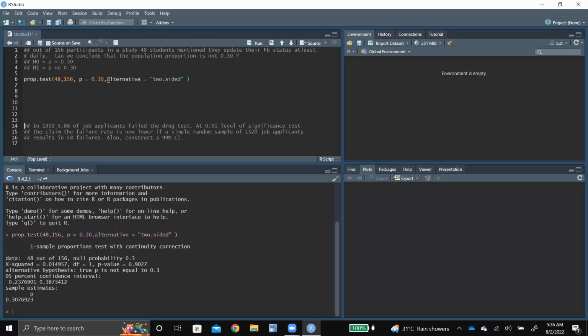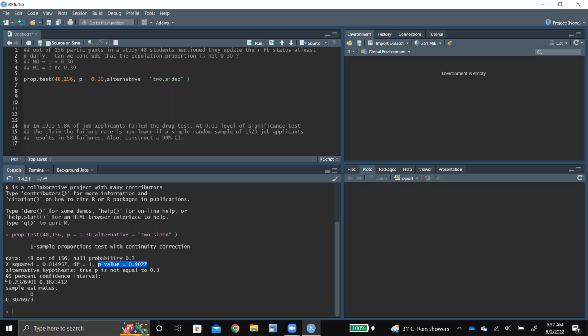Now if we hit run, we get the sample estimate. So this is your P hat, the sample estimate. It is clearly stated over here that the alternative hypothesis is true P is not equal to 0.3. We have a p-value of 0.9027. So if we compare that with any alpha of 5%, 1%, or even 10%, we fail to reject the null hypothesis. So the p-value is very high over here, which is greater than alpha. So we fail to reject the null hypothesis.